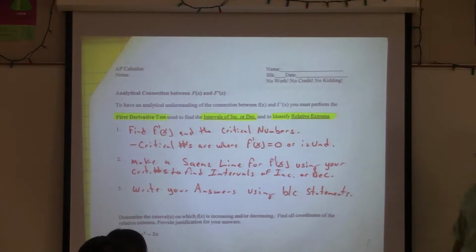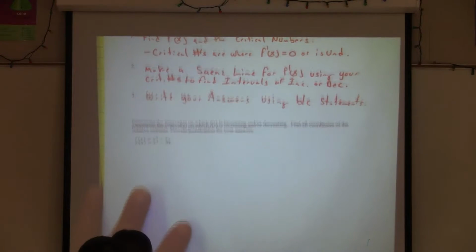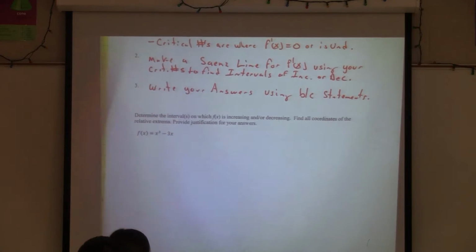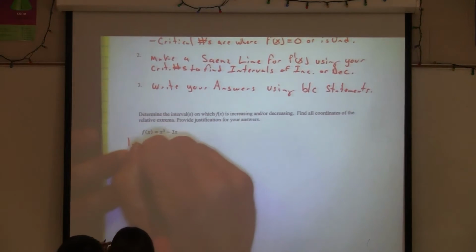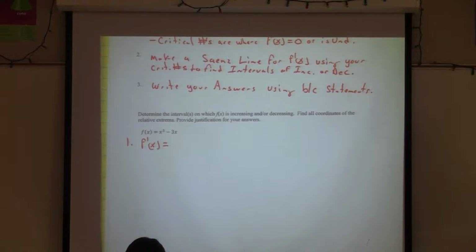Pretty good? You think we can do one? Alright, so let's find out everything about this particular function without its graph, with just the first derivative test. Ready? What's the first thing we gotta do? Find the derivative. That should be easy now that we know the power rule.